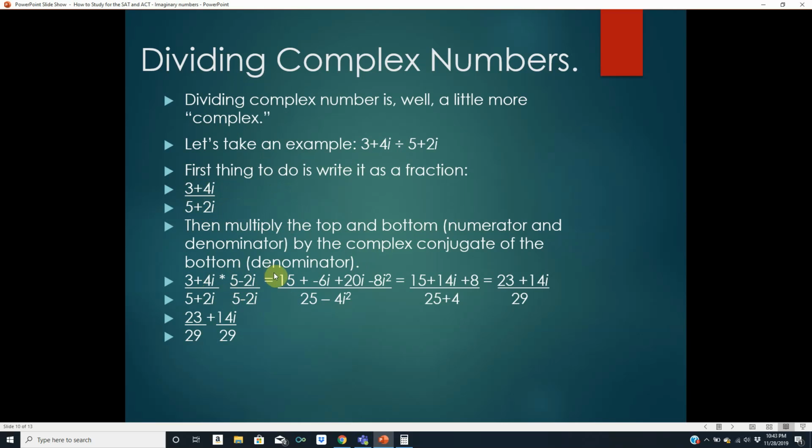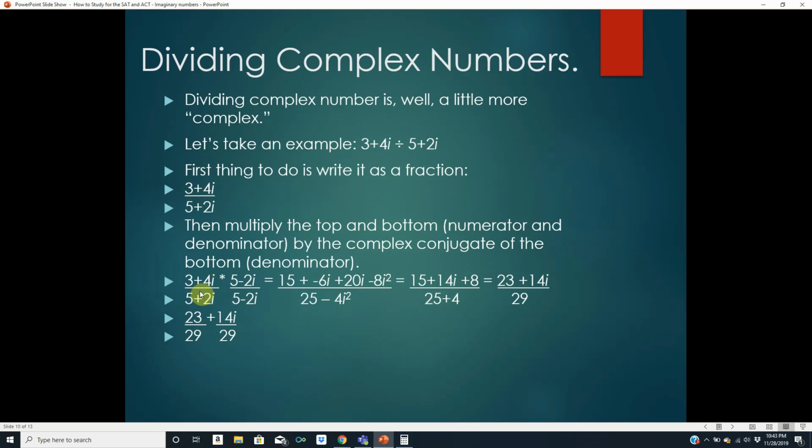So, okay, 3 times 5 is 15. 3 times minus 2i is minus 6i. 4i times 5 is 20i, so that becomes 14i. Then 4i times negative 2i becomes negative 8i squared, and i squared is equal to negative 1, so that becomes plus 8. So we have 15 plus 8, and we have 14i, because it's negative 6i plus 20i. So then you end up with 23 plus 14i, because 15 plus 8 is 23.